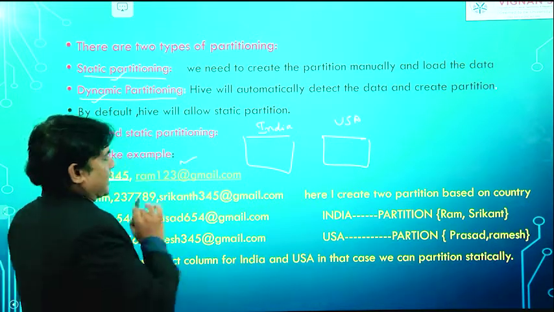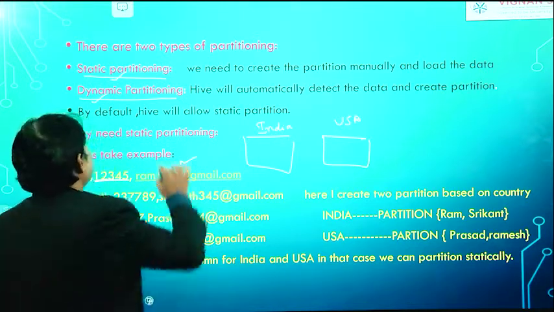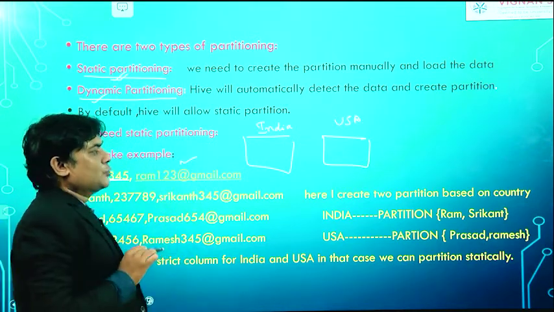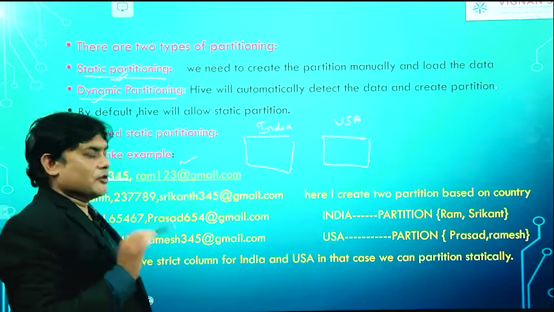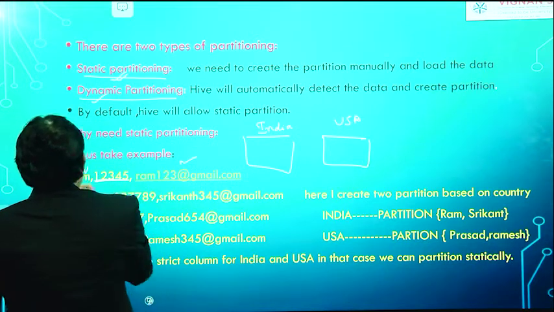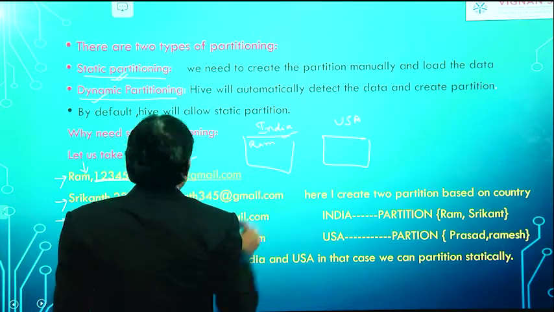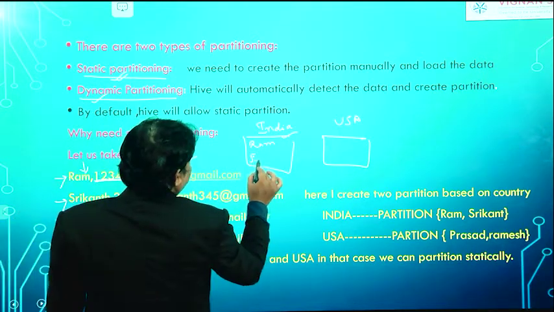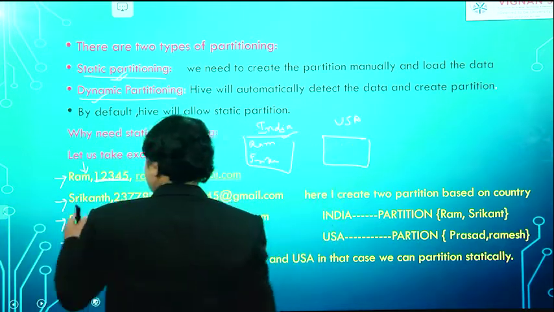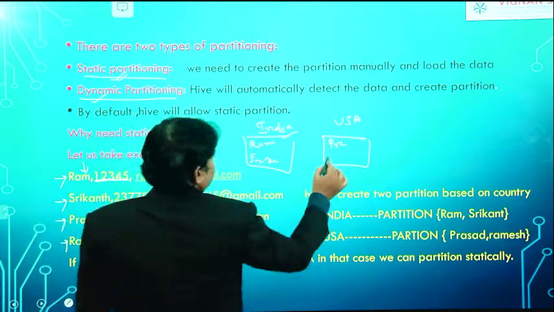How did I create these two partitions? I created them manually, with the help of static partitions, based on the country. Now in India I am going to place the records: Ram and Srikanth belong to India. Similarly, Prasad and Ramesh belong to USA.